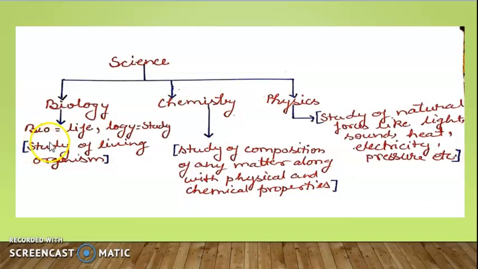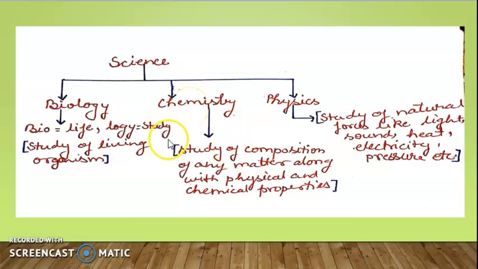Now, let's just understand what biology is. Bio means life, logy means study. So we can define biology like this: the study of living organisms. Similarly, we can define chemistry also: the study of composition of any matter along with physical and chemical properties, that is known as chemistry. And physics is defined as the study of natural forces like heat, sound, electricity, pressure, and etc. So in this video, we will discuss about the branch of science, that is chemistry.